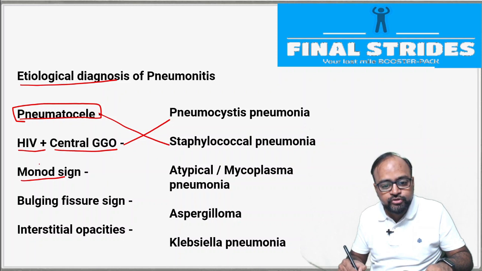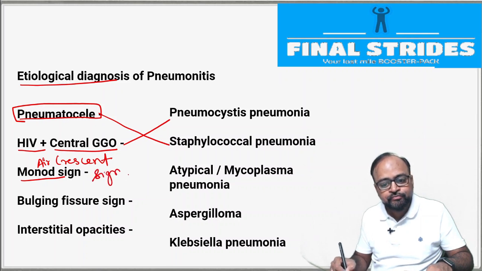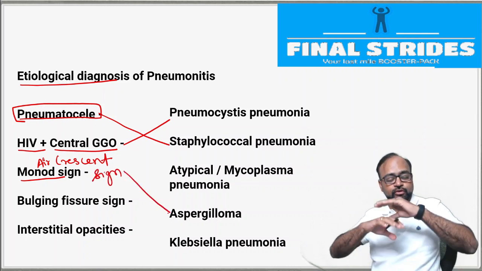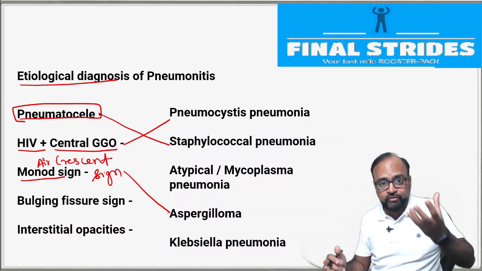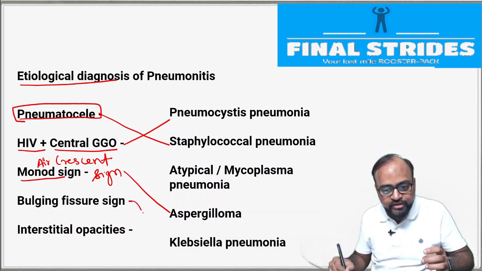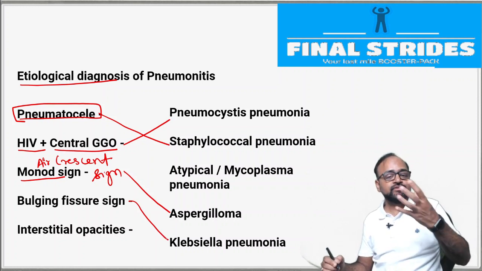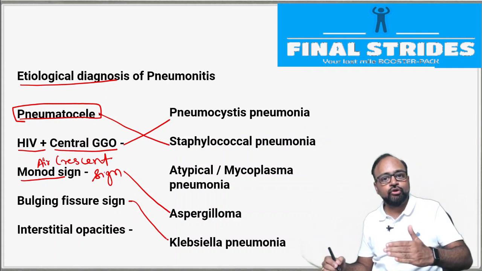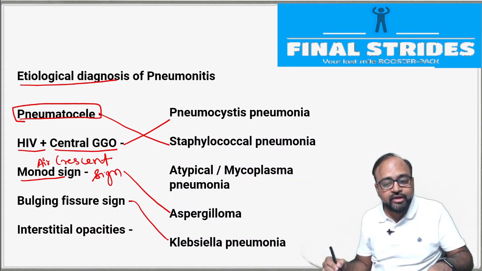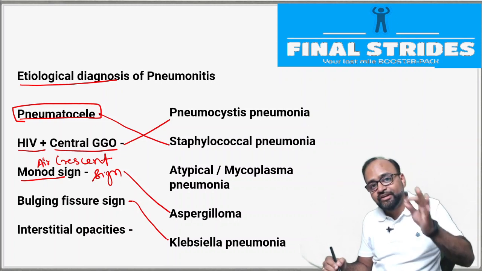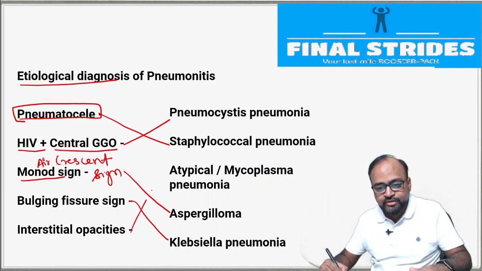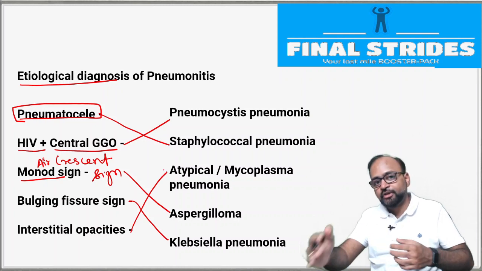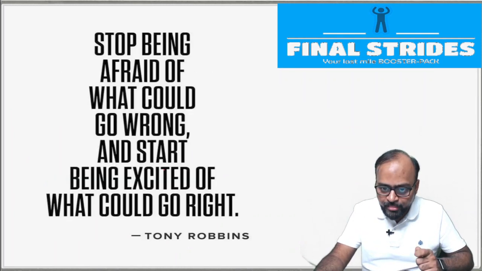Monod sign, this is also called as a misnomer of air crescent sign. Monod sign or air crescent sign is a sign of a fungal ball or an aspergilloma, the crescent of air around, just above the fungal ball. Bulging fissure sign is a feature of Klebsiella pneumonia. Because of the excessive secretions, the lung expands, the fissure is going to bulge away from the involved lobe. It is a feature of Klebsiella pneumonia. And interstitial opacities are seen in an infective lung condition when it is atypical pneumonia. The most common cause of atypical pneumonia is Mycoplasma pneumonia.